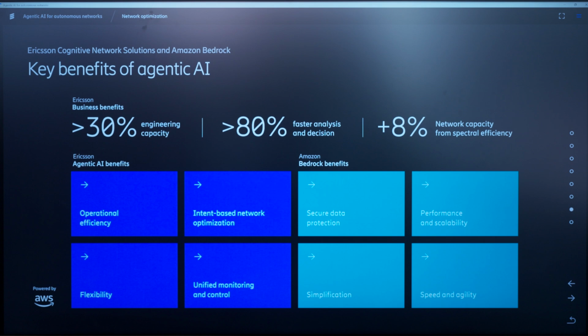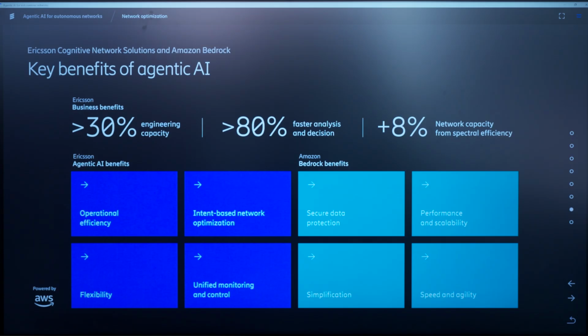Performance and scalability. We want to make sure that these systems are always up. We are talking about autonomous systems, so they always have to be available. Simplification in terms of how the processes are being conducted, and ultimately the speed and agility. This is where anything that AWS is able to provide from new technologies, we will also be able to uptake in our solutions.